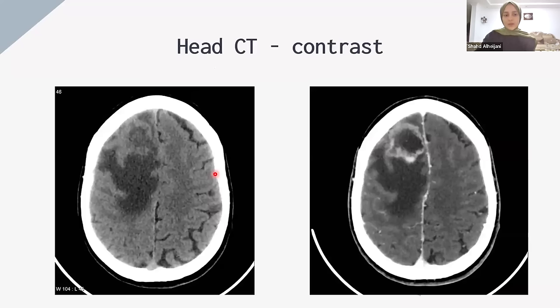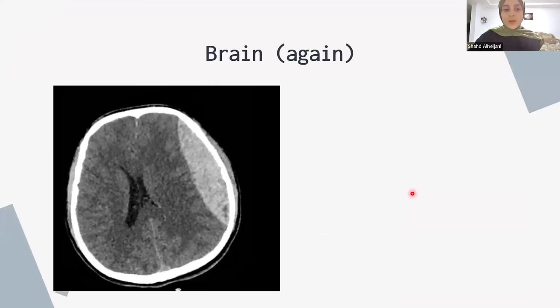Okay, again, this is another image. You can see this is the same image as here. But then when you added contrast, you can see this is the problem area. This may be an aneurysm, for example, and then it caused the hemorrhagic stroke, which is the vasogenic edema here. Okay, now tell me, what do you see here?